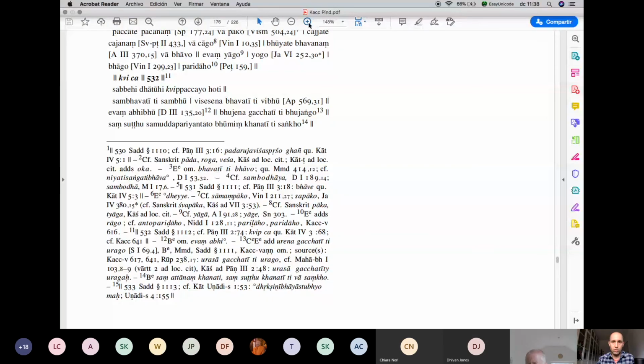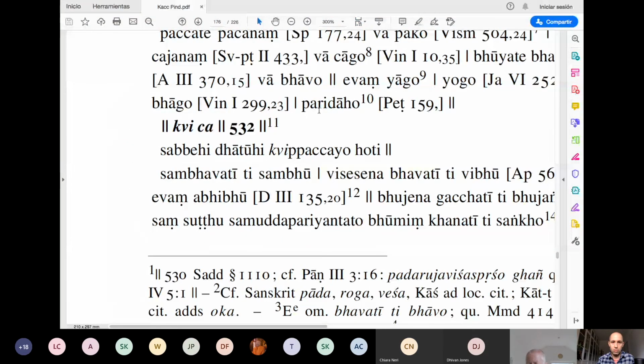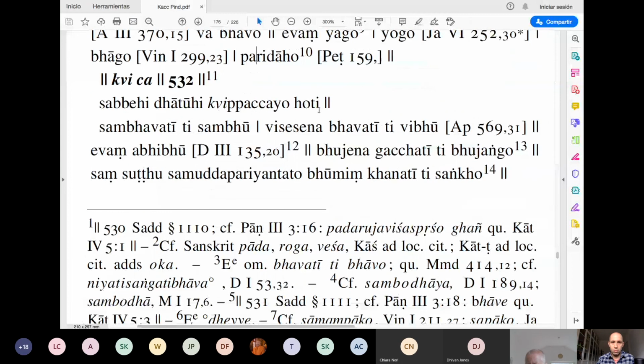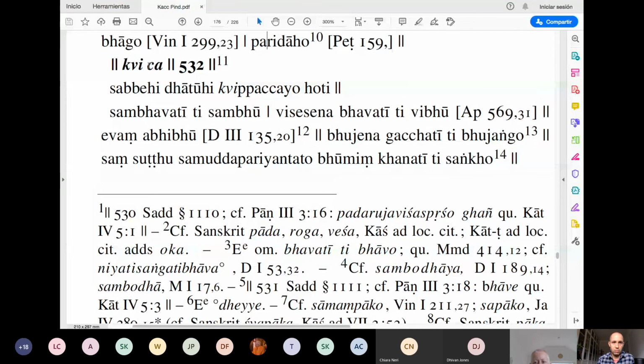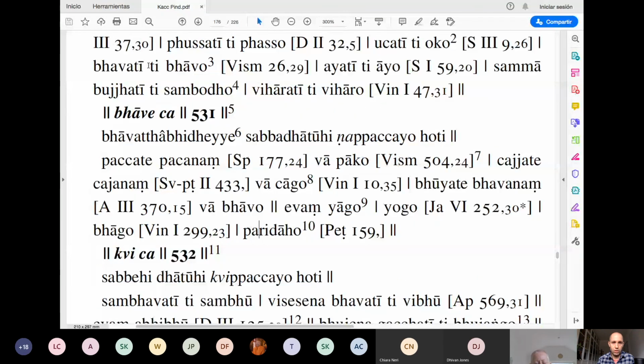So this is the rule that we are mentioning here. Kvicha sabbehi dhatuhi kvi paccayo hoti. So after all dhatus, the kvi paccaya applies. It applies there, and there is the cha. So here, of course, we see this cha, and this cha seems to be dragging the sabba dhatuhi. So sabbehi dhatuhi appears here. It appears before.